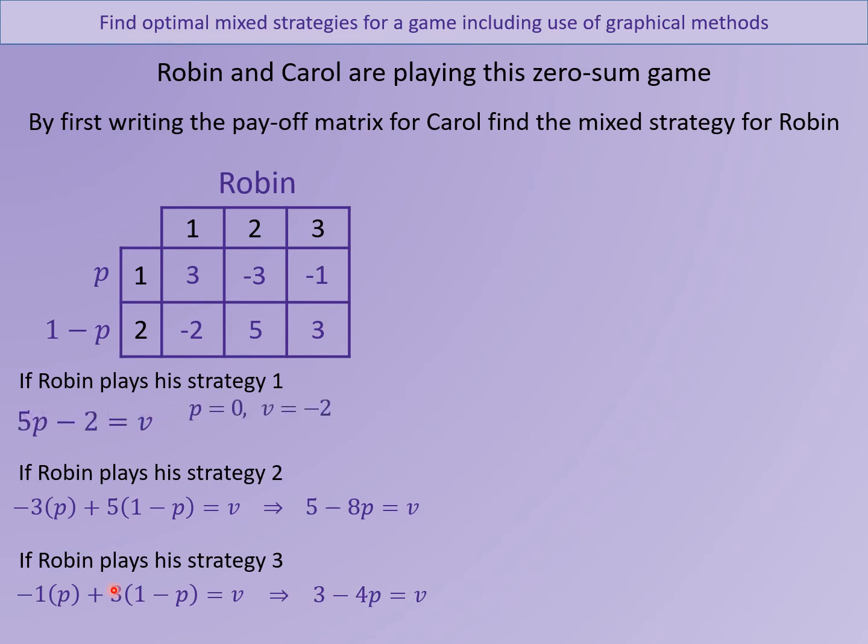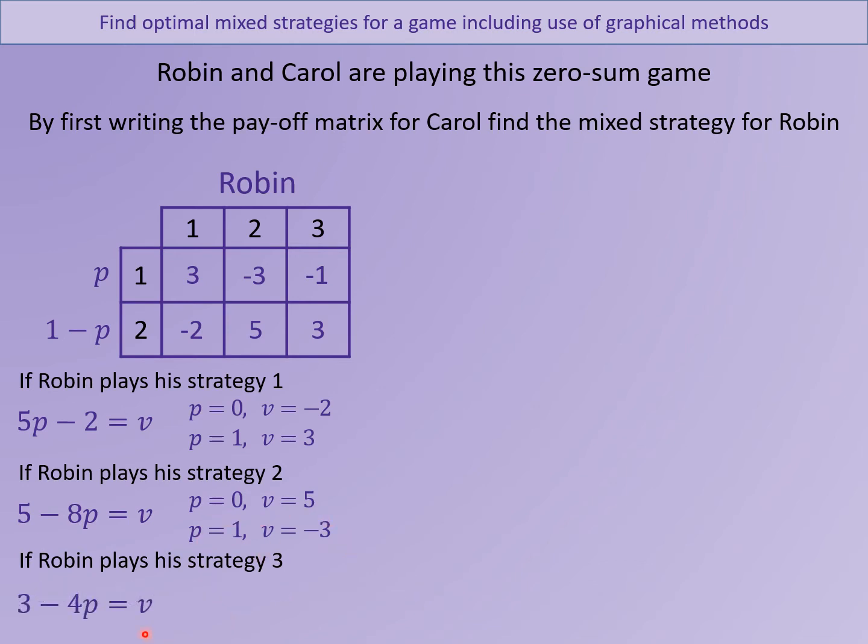So we can just rewrite them in. We're going to look at 2 points to help us plot each graph. If I look at when P equals 0, I know V equals minus 2, and when P equals 1, then V equals 3. Of course, looking at the 2 extremes of the probabilities. I'll do the same for 5 minus 8P equals V. When P equals 0, I get V equals 5. When P equals 1, I get V equals minus 3. And the same for the last one. When P equals 0, I get 3. And when P equals 1, I get minus 1.